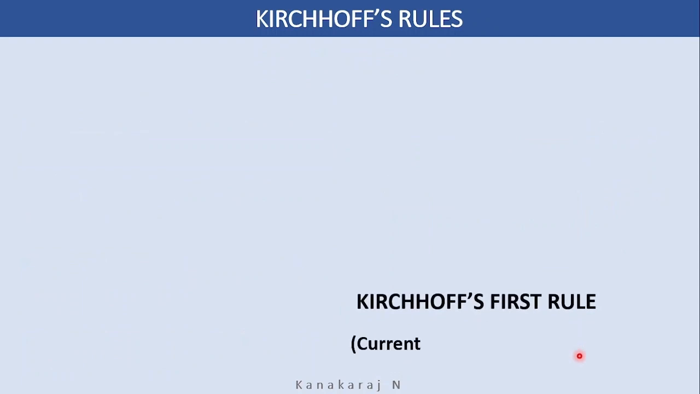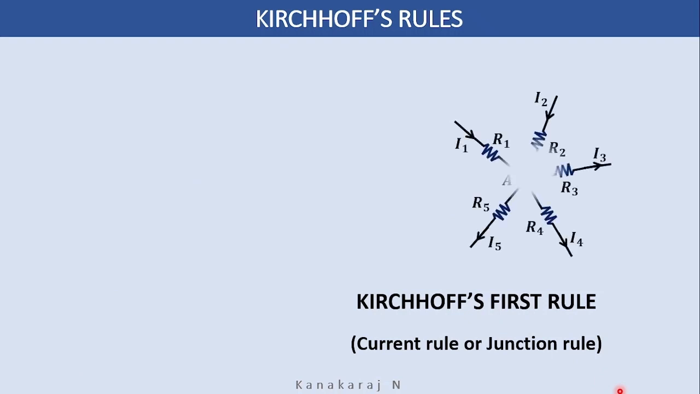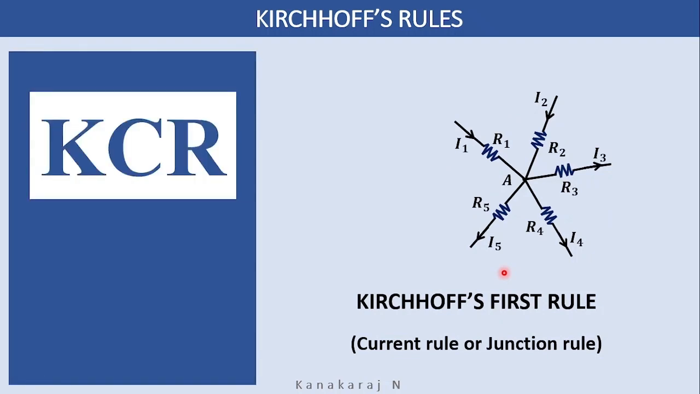Kirchhoff's first rule. It's also called current rule or junction rule. Here you have 5 conductors with resistances R1, R2, R3, R4, R5 meeting at a point A. The point A is a junction. The currents flowing through them are I1, I2, I3, I4 and I5 respectively. This Kirchhoff's first rule can be called KCR, Kirchhoff's current rule.